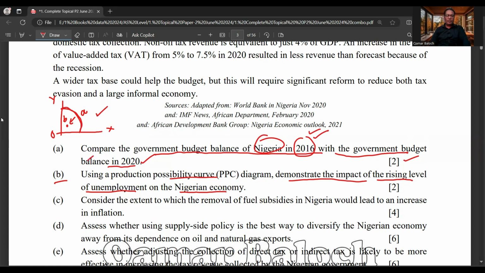So moving to part C of this question, consider the extent to which the removal of fuel subsidy in Nigeria would lead to an increase in inflation. Right, so there are important terms used here. One is subsidy. Subsidy is the financial support that government provides to the producers so that they produce more and supply more into the economy. And then we have another important term, that is inflation. Inflation refers to the persistent rise in general price level.